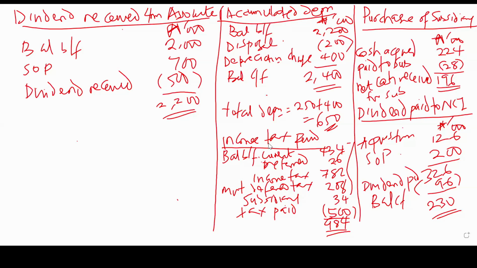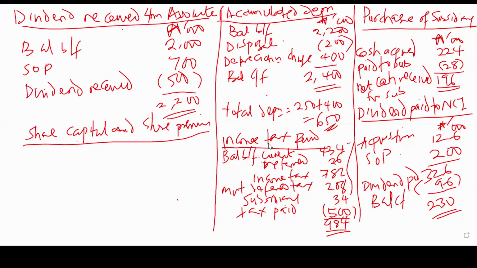Let's come here and do it. Share capital and share premium. The number of shares we issued was 1,760,000. Book value is 0.25, so the increase in our share capital should be this value. If I do 1,760,000 times 0.25, I get an amount of 440,000.